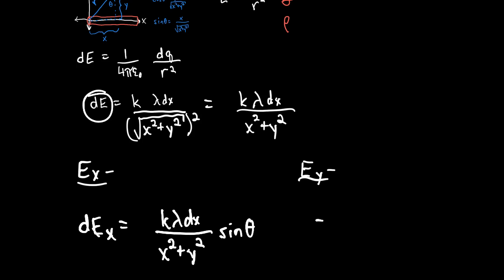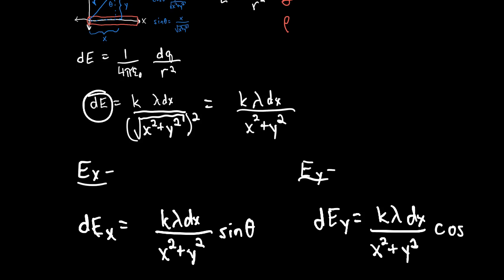If I want the y piece, dEy, I do cosine. K times lambda times dx over x squared plus y squared times cosine of theta. Even though it's the y piece, this dx still stays, because that's where the charge is spread out along dx. I don't need to change anything for the y direction. Okay.